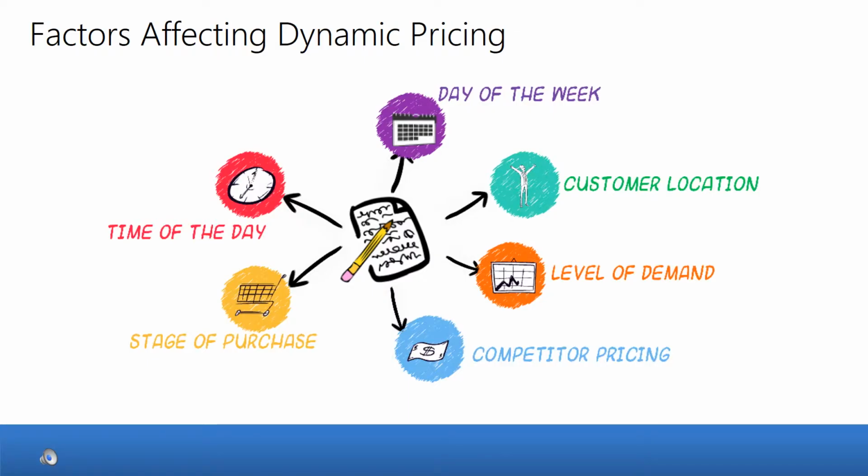A few of the factors which affect dynamic pricing could be the level of demand for a product or service compared with the availability or supply of that product. It could be based on the location of the customer, the time of the day, or the day of the week. It could also be based on what the competitor is charging for the product, or where the customer is in terms of her buying journey. Has she been searching for the product for a long time, or does she have to buy the product immediately? So, a lot of those different factors can be used to construct the logic that determines the dynamic price.